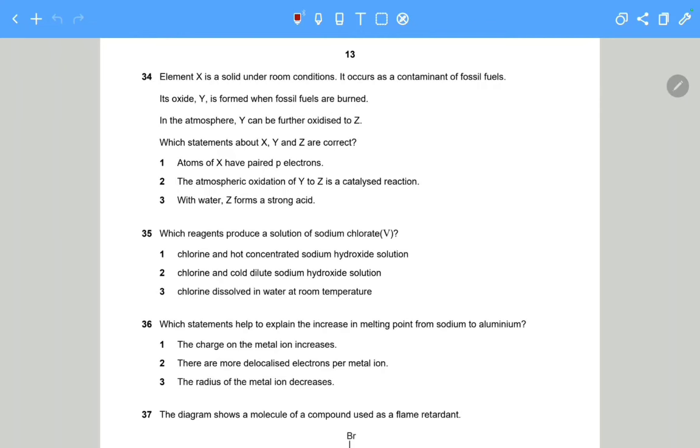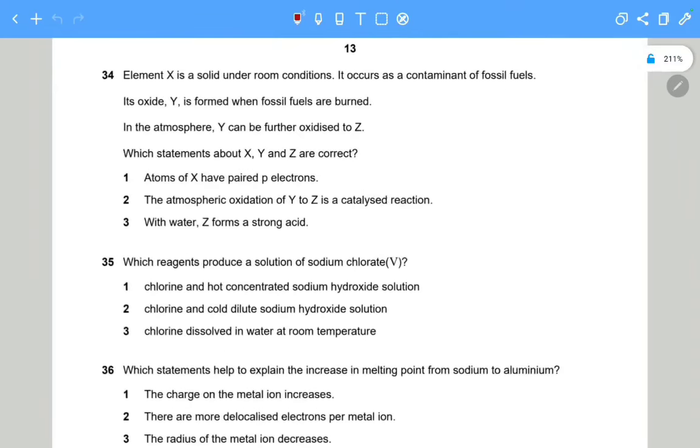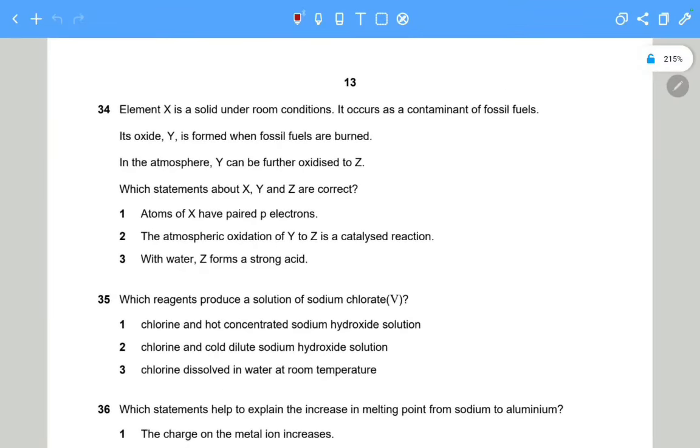So before we go to these statements, let's look at what X, Y, and Z might be. X is a solid under room conditions. Okay, that doesn't help. It occurs as a contaminant of fossil fuels. If you remember from your syllabus, one of the main contaminants of fossil fuels is sulfur, and that's why we have to carry out desulfurization of fuel. And sulfur is also solid under room conditions, so it satisfies both these conditions. So let's assume element X is sulfur for the time being.